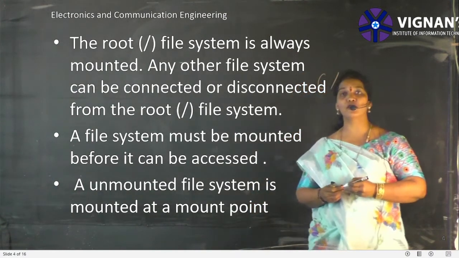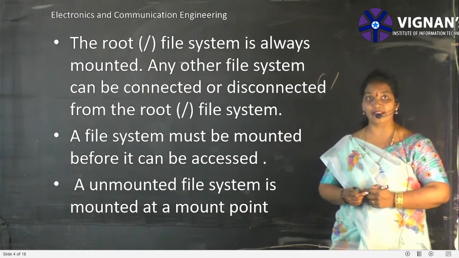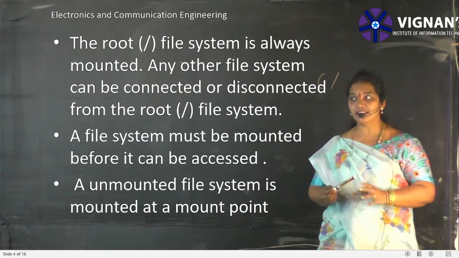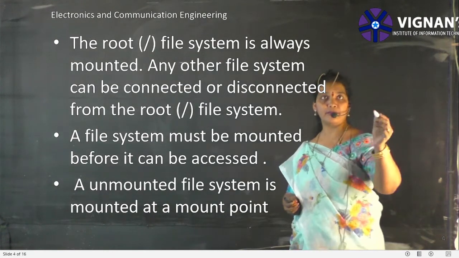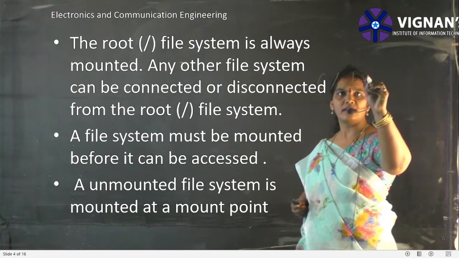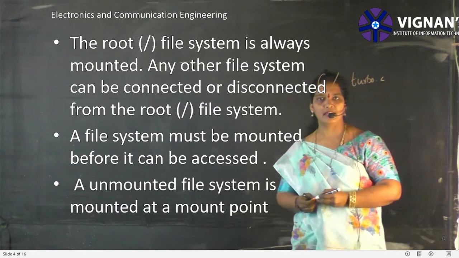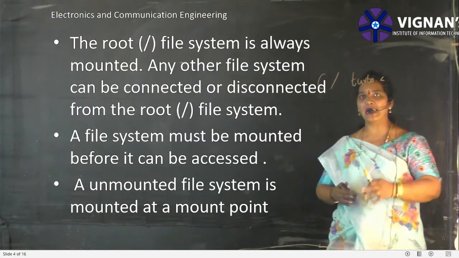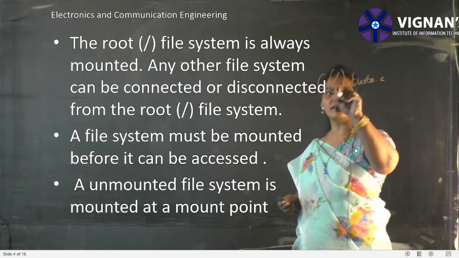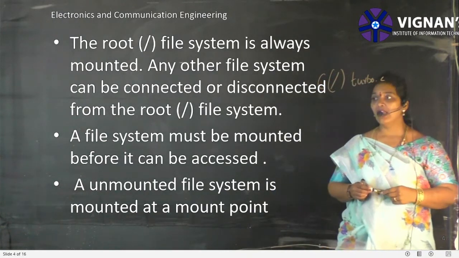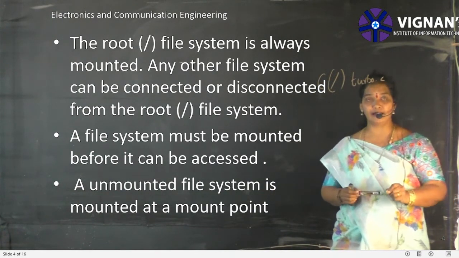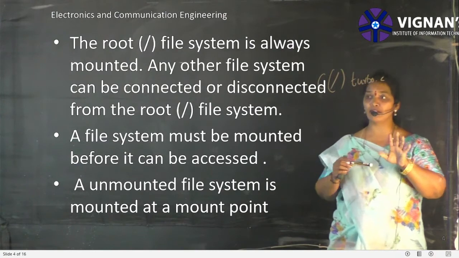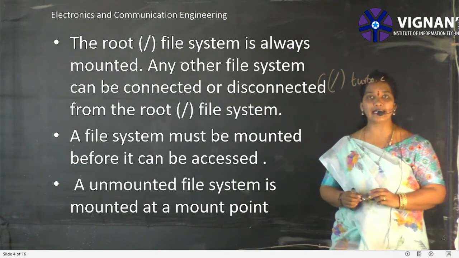The root file system is always mounted. Any other file system can be connected or disconnected from the root file system. Like if you take a simple thing, turbo.c, it is there in our C drive. Likewise, any file can be attached to the root file system using this slash symbol. A file system must be mounted before it can be accessed. An unmounted file system has to be mounted at a mounting point.